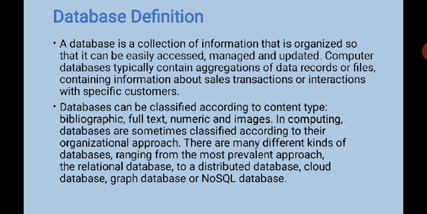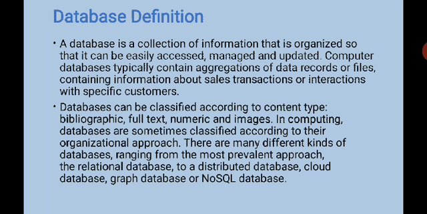Okay, next we have database definition. So what is the definition of a database? A database is a collection of information that is organized so that it can be easily accessed, managed and updated, right? Computer databases typically contain aggregations of data records or files containing information about sales transactions or interactions with specific customers. It's basically a collection of information which is stored and can be accessed, managed and updated, right?